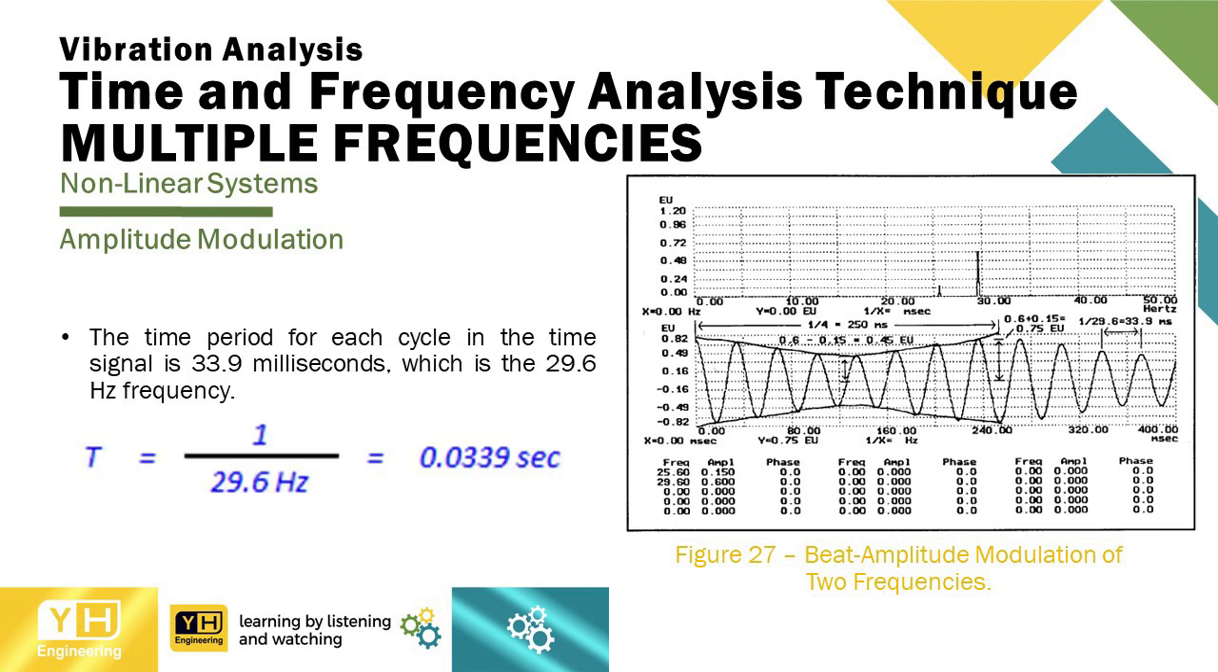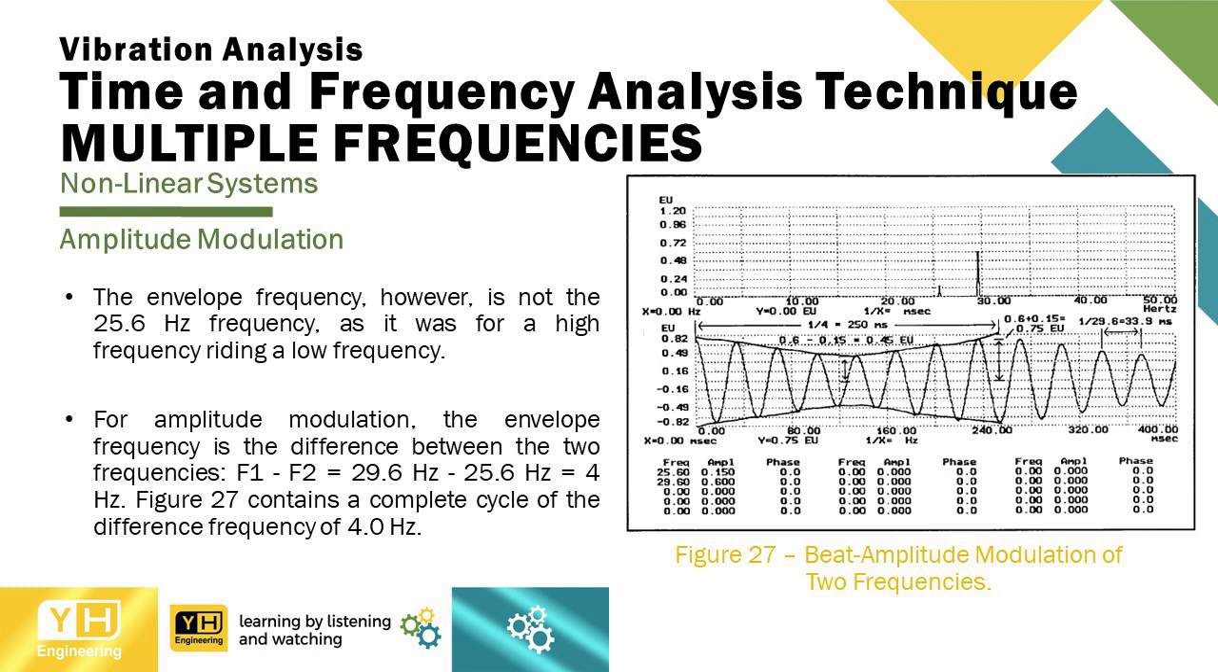The time period for each cycle in the time signal is 33.9 milliseconds, which is the 29.6 Hz frequency, as shown in this equation. Time period equals 1 divided by 29.6 Hz, equals 0.0339 seconds.